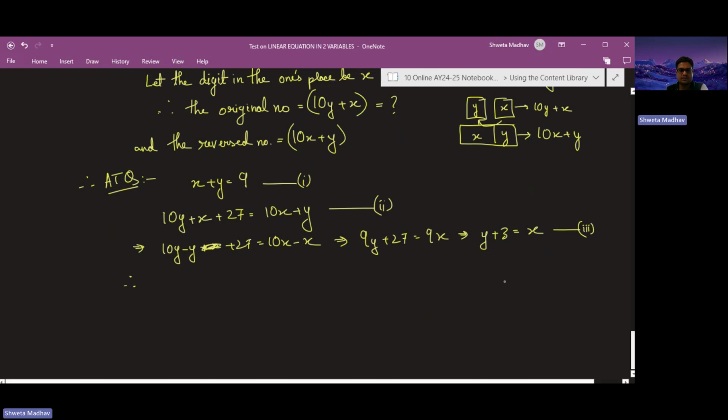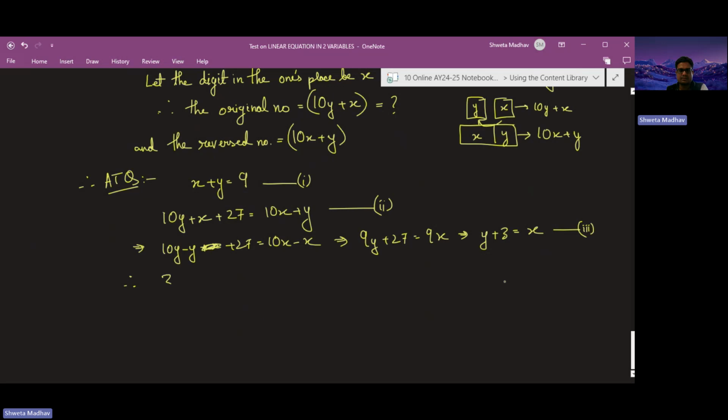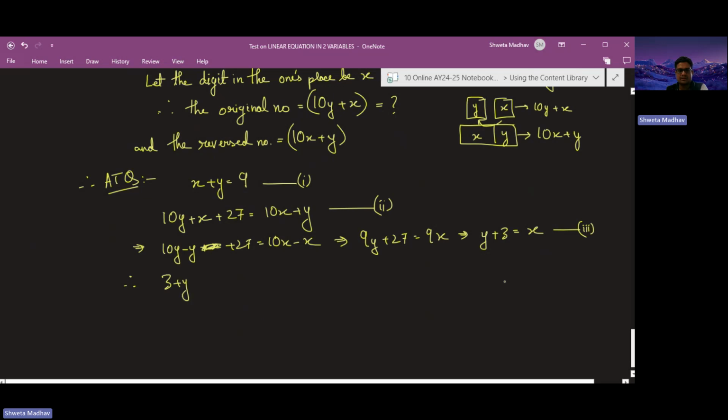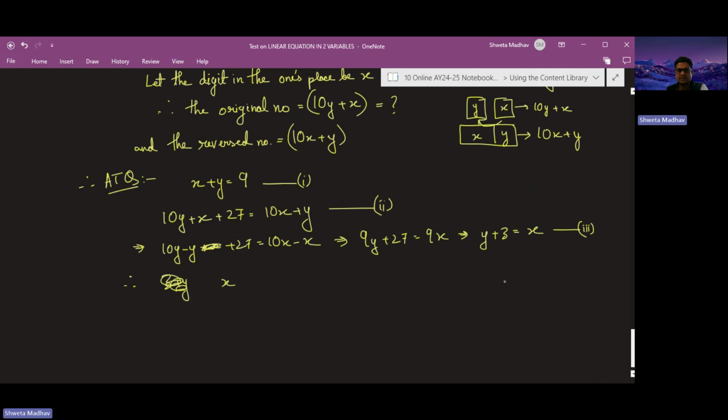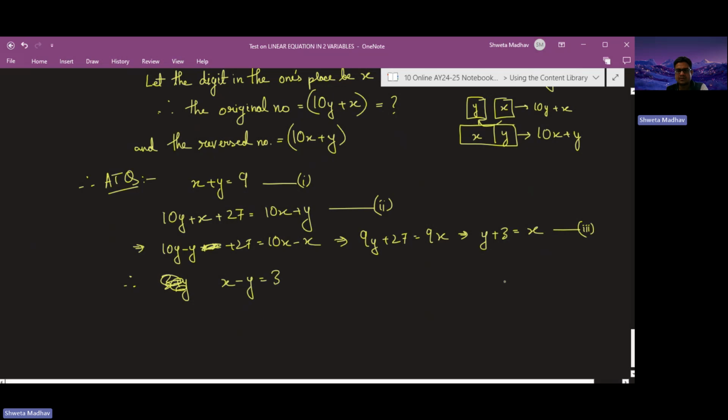So therefore, you can say that x is 3 plus y, or we can say x minus y is equal to 3. This is our equation 3.